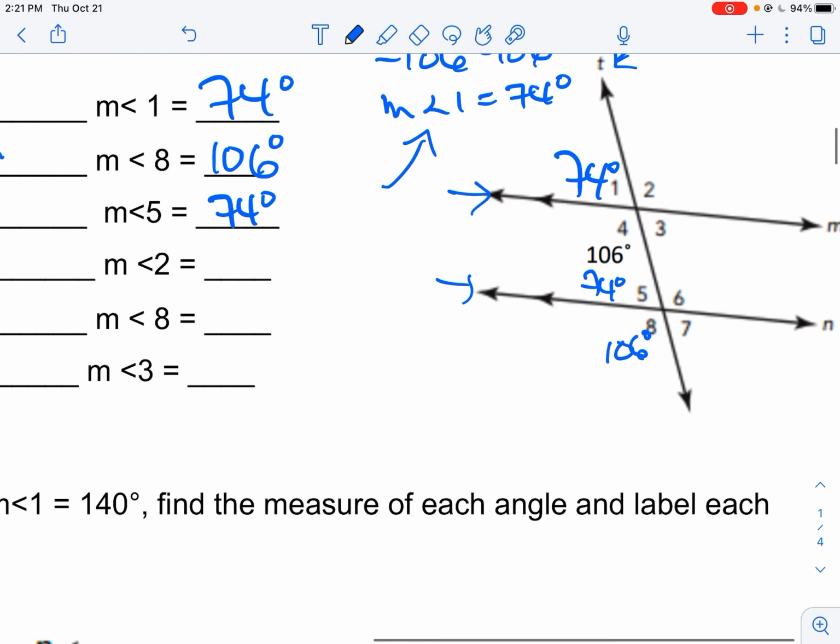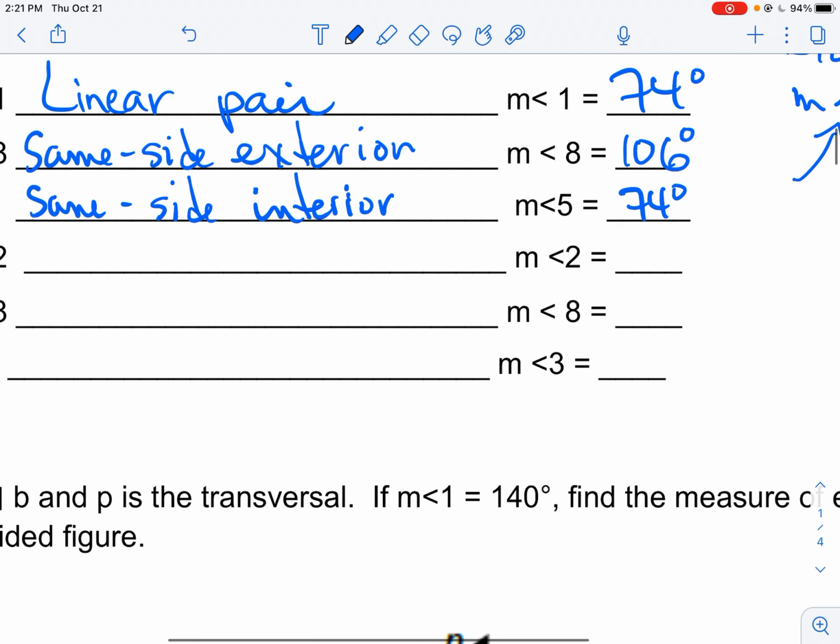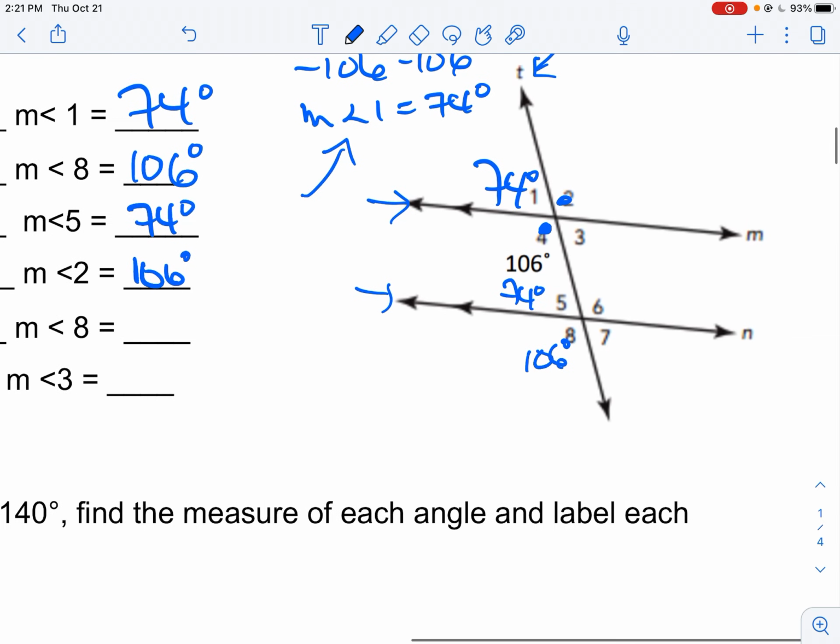Then angle 2 and 4, so I have this angle here and this angle here. Those two angles are vertical angles. And we know all vertical angles are congruent, so angle 2 is 106.